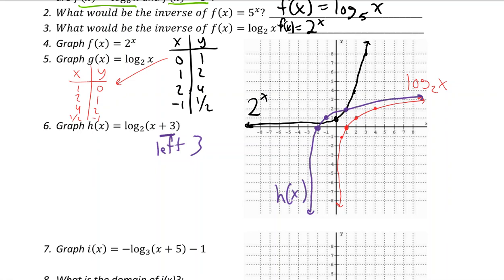But if you had only asked me to graph h of x, I probably would still graph those first two graphs. I'd probably still graph 2 to the x, switch all the points to get log base 2 of x, and then I'd shift it left 3 before I ended up with the one that you might actually be interested in.